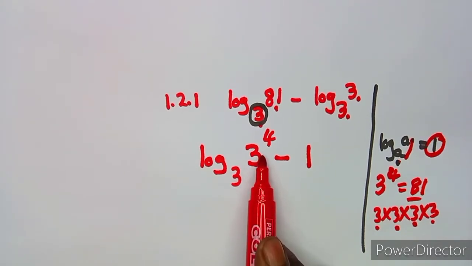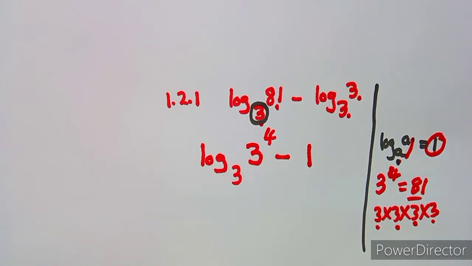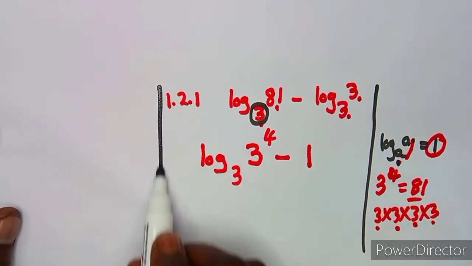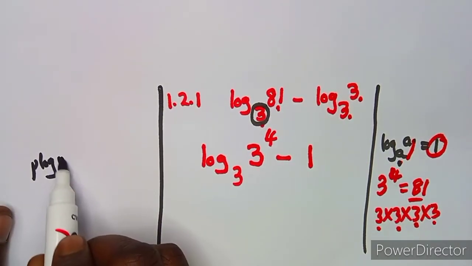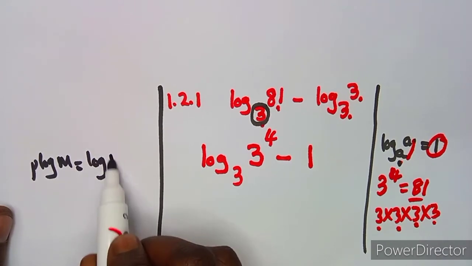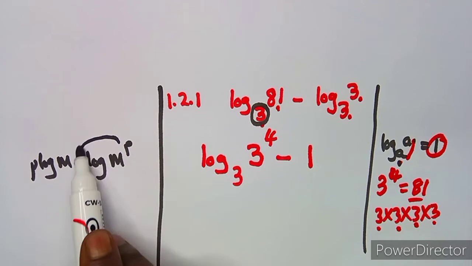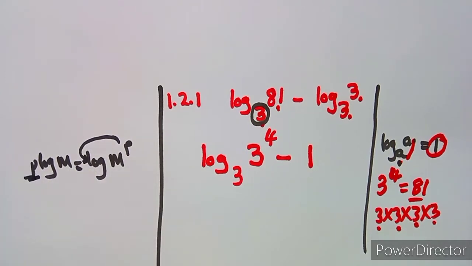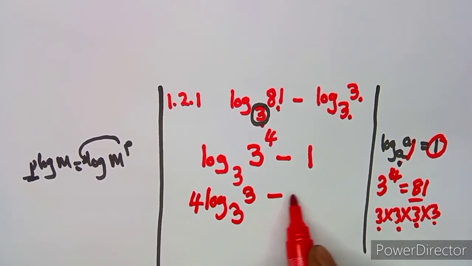I'm having this time an exponent of 4. So which law am I going to apply? Remember, from your laws of exponents, laws of logarithms, guys, p log m is the same as log m to the exponent of p. So if you are given an exponent, you can actually drop the exponent, just like p log m. So this is going to give us 4 log 3 base 3 minus 1.